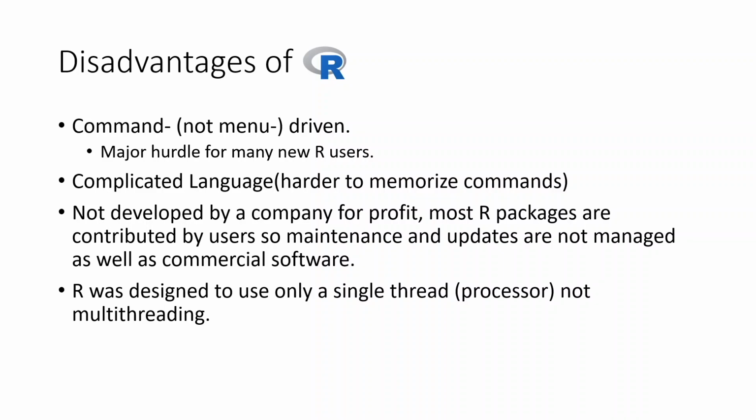R was designed to use only a single thread processor, not multi-threading. Now, you don't have to really know this, but multi-threading helps do parallel computing efficiently, meaning R is CPU limited. It runs on a single thread on the CPU. It does not matter if you install R on a powerful server with 64 CPU cores. R will only use one of them.